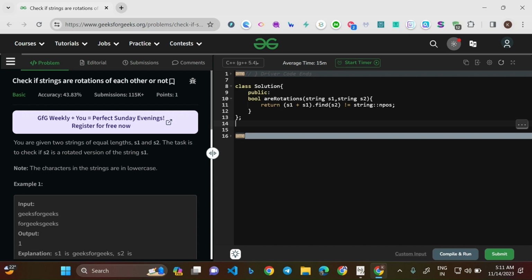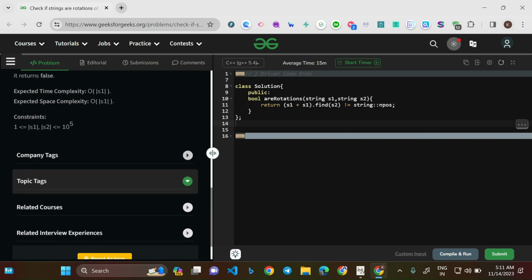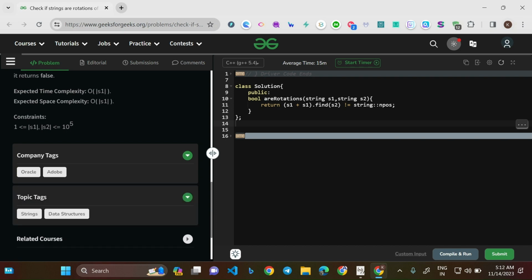So in today's video, we'll be solving the problem: check if strings are rotations of each other or not. This is a basic level question, and the company tags are Adobe and Oracle, and even Zoom has asked this question. Goldman Sachs has also asked this particular question, and the topic tags are strings and data structure.